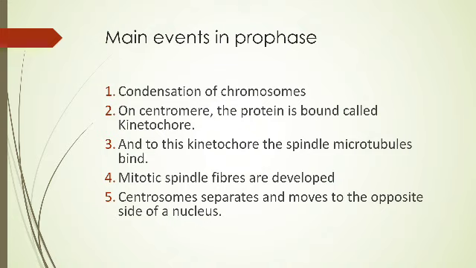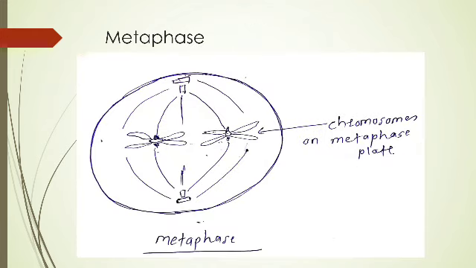And the fifth point shows us that the centrosome separates and moves to the opposite side of the nucleus. The centrosomes separate and they move towards the opposite sides of the nucleus. Okay, so at the end of prophase the centrosomes have completely moved towards the opposite poles, and the chromosomes become condensed, the nucleolus disappears, and some of the cell organelles also disappear. Now we are going to see the next phase, that is the metaphase.